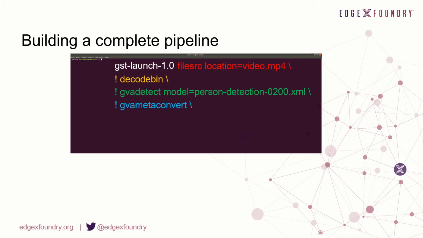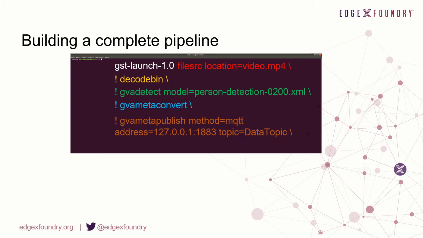Now, the next command that we want to use is gvametaconvert. This command will take the output from the gvadetect and convert that output into a JSON object, a JSON message. What are we going to do with that message? We will send that message over MQTT. For that, we use the gvametapublish command.